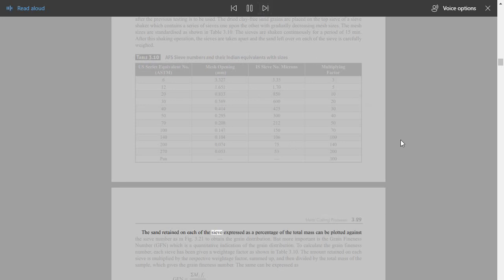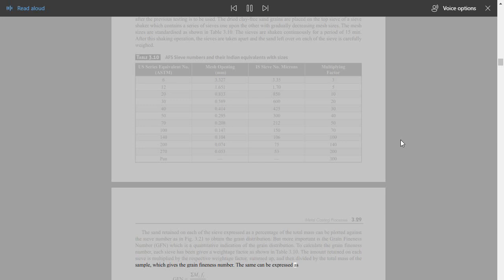The sand retained on each of the sieves, expressed as a percentage of the total mass, can be plotted against the sieve number as in Fig. 3.21 to obtain the grain distribution. But more important is the grain fineness number, GFN, which is a quantitative indication of the grain distribution. To calculate the grain fineness number, each sieve has been given a weightage factor as shown in table 3.10. The amount retained on each sieve is multiplied by the respective weightage factor, summed up, and then divided by the total mass of the sample, which gives the grain fineness number.